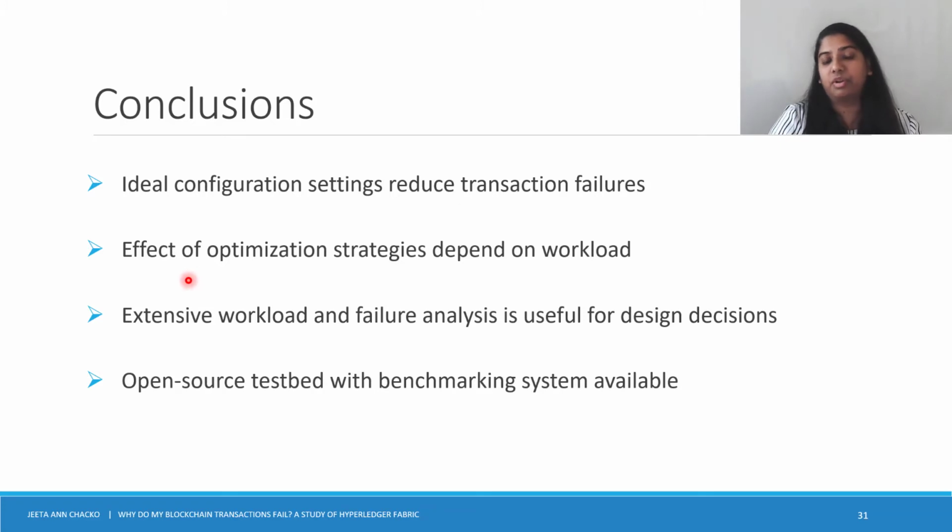The effect of the different optimization strategies depends on the type of workload that is used. Further, our general recommendation is to extensively analyze the expected workload or even simulate the expected workload and study the type of failures before making design decisions.